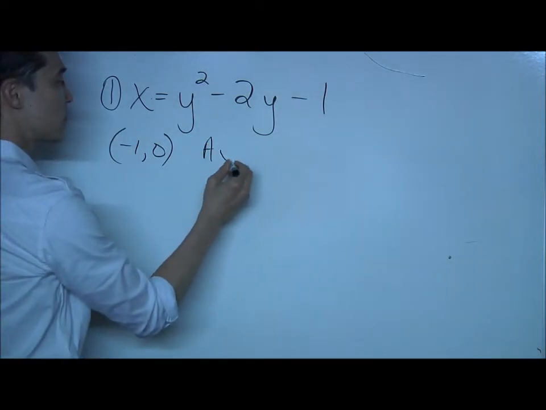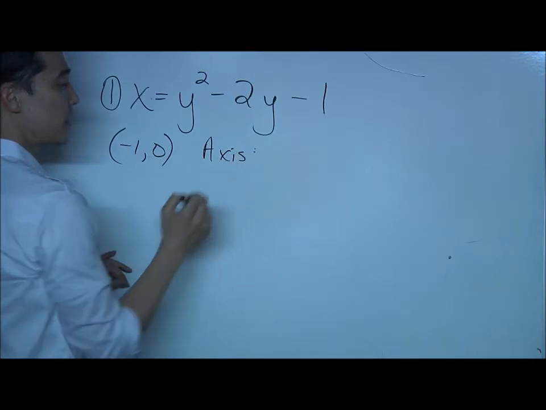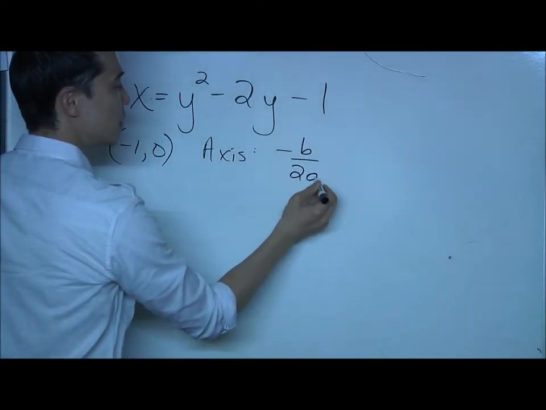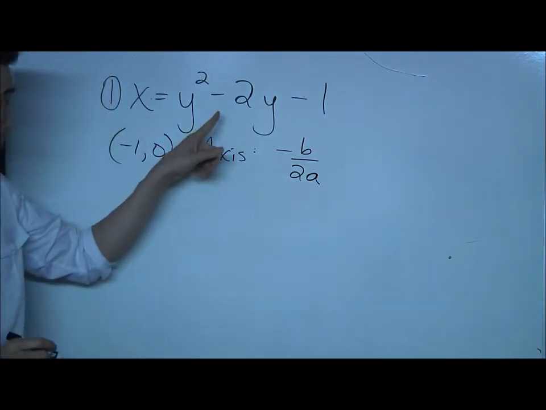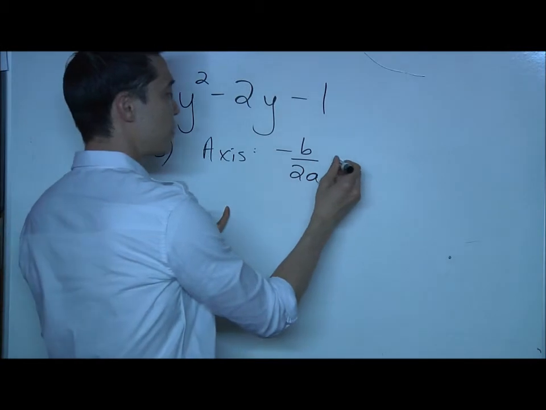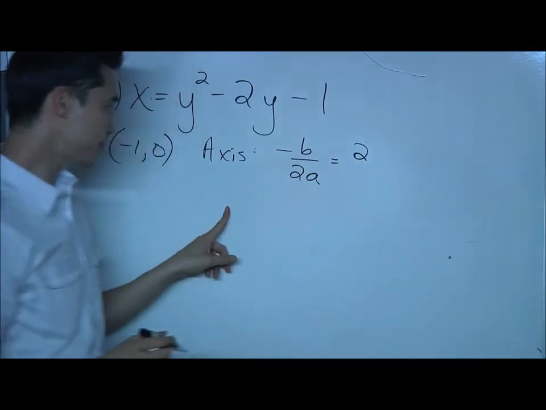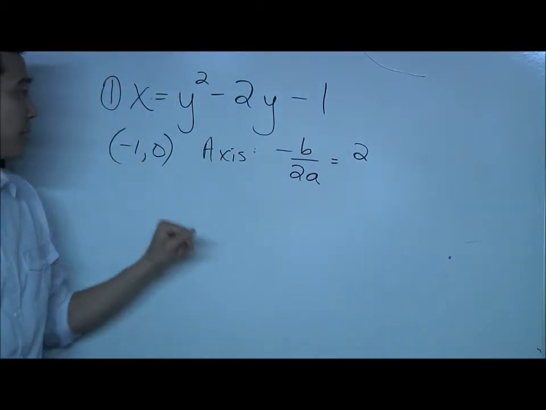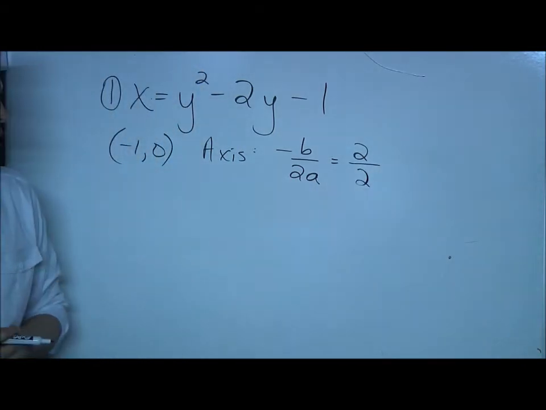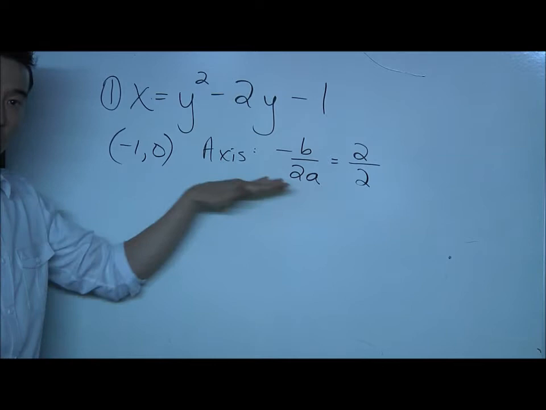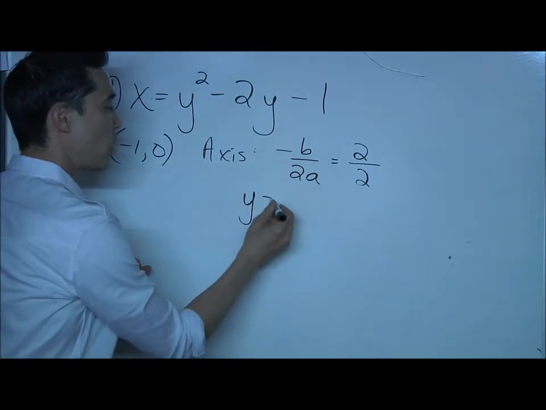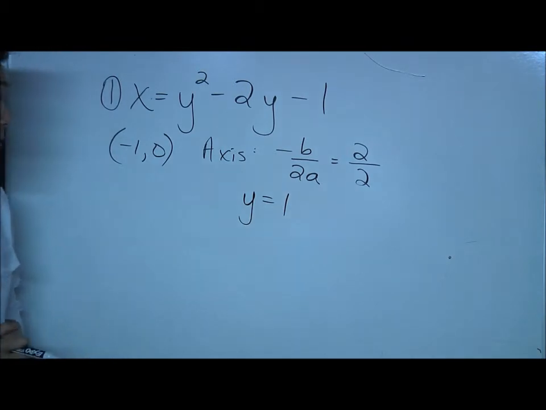So we know the axis formula is minus b over 2a. So let's put this in: minus b. B here is a negative 2, so minus a negative 2 will be a positive 2, divided by 2 times a, which is 2 times 1, which is 2, okay? So with a horizontal parabola, our axis of symmetry is y equals. So I have the line y equals 1 as my axis of symmetry, all right?